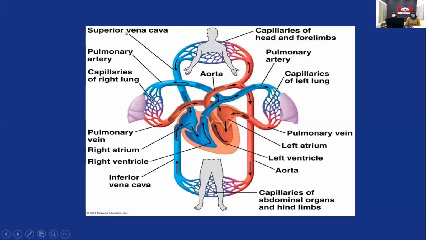So here we know our upper part of the body, the deoxygenated blood will be collected via the superior vena cava from the upper part of the body, and from the lower part of the body, the inferior vena cava. The deoxygenated blood goes to the right atrium first, and then moves to the right ventricle. Then with the help of the pulmonary artery, it goes directly to the lungs.